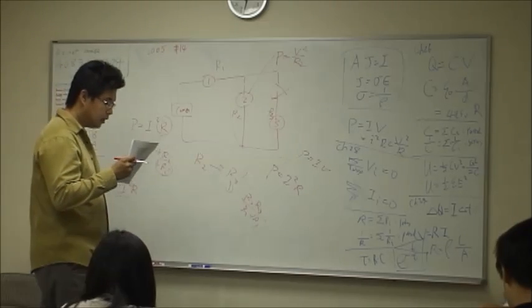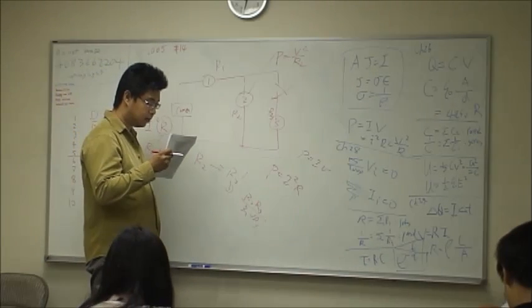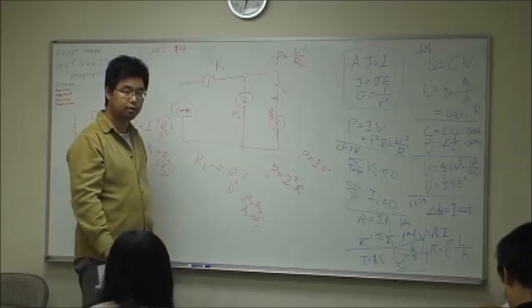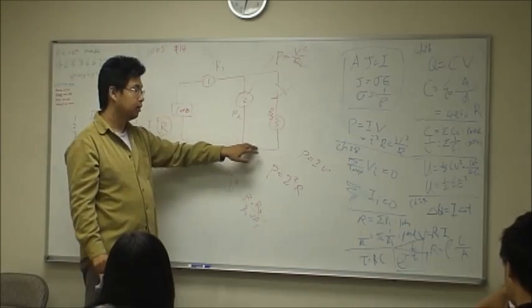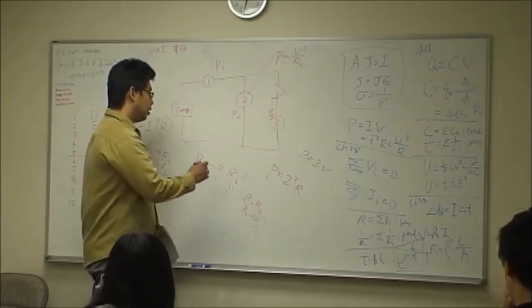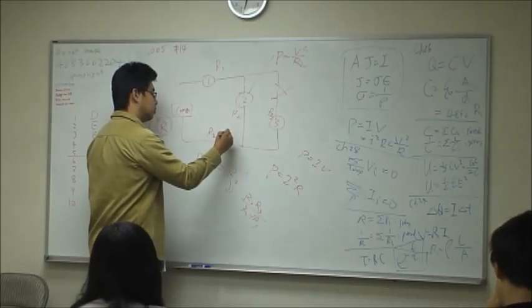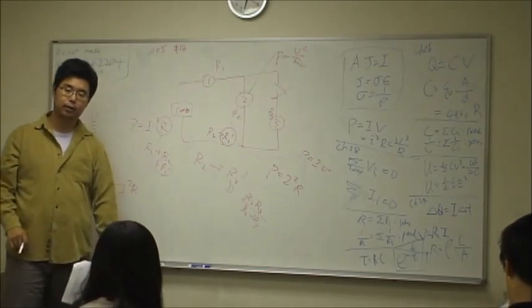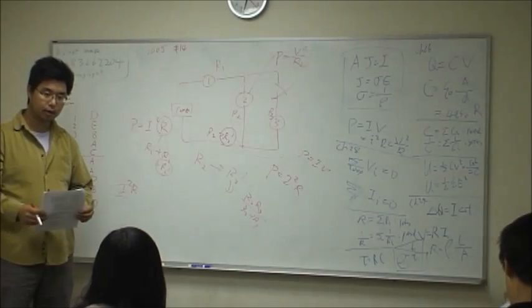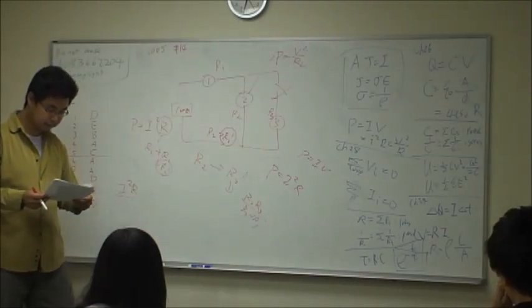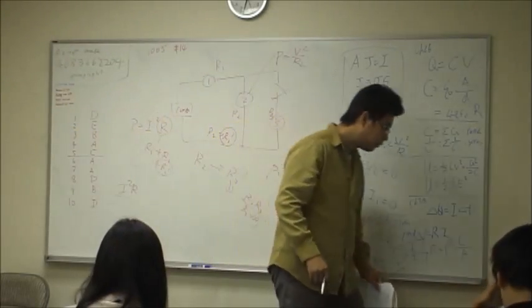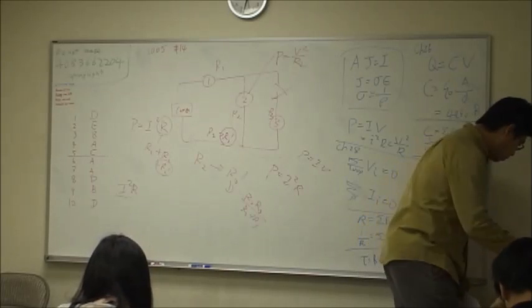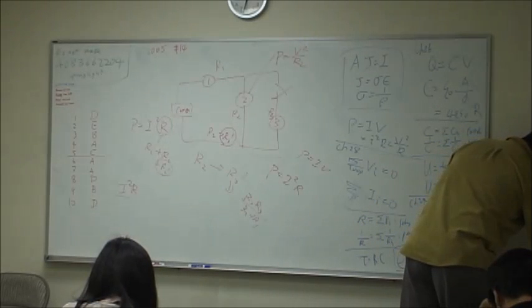Argument C, the voltage between point C and D decreases, which is true, right? R2 is larger than R2 prime, so the voltage across R2 prime will be reduced, decrease. Okay? Yeah. Let's keep going. Number 15, I believe. Yes, number 15.